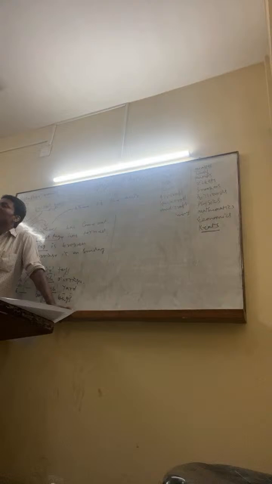Out of these 44 sounds, 24 are consonant sounds, 12 are pure vowel sounds, and 8 are diphthongs, right? Diphthongs means two vowel sounds are present in one sound. In that case, the total is 44 sounds.